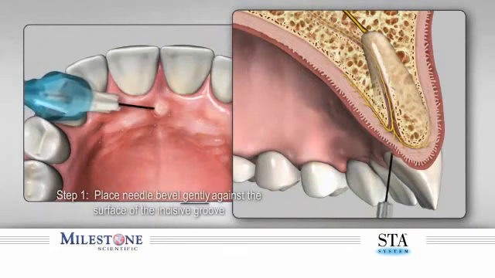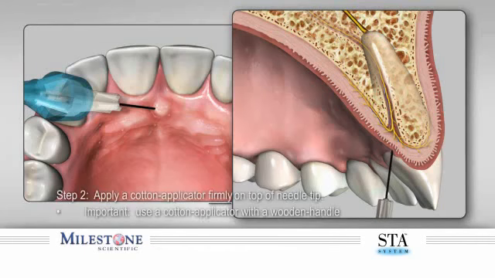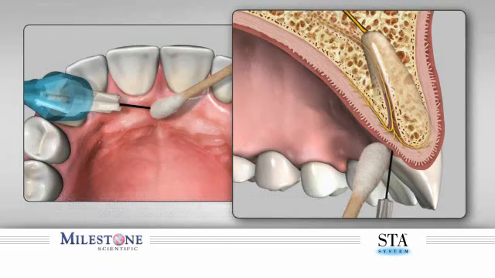Start the P-ASA injection by using the pre-puncture technique. Step 1. Gently place the bevel of the needle against the surface of the incisive groove. Step 2. Stabilize the needle by applying pressure from a cotton applicator. It's best to use a wooden handle cotton applicator so that adequate pressure can be applied. The applicator absorbs any excess anesthetic solution and makes for a more comfortable needle entry.